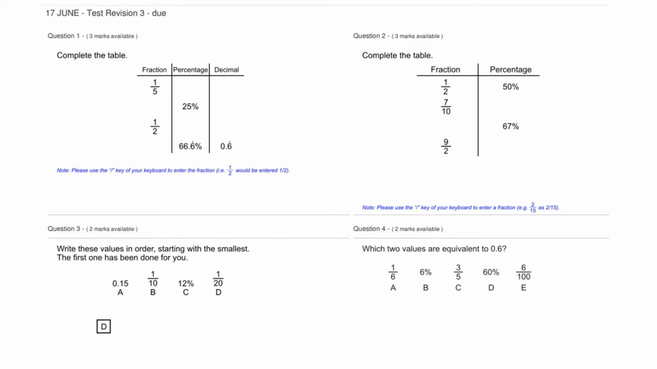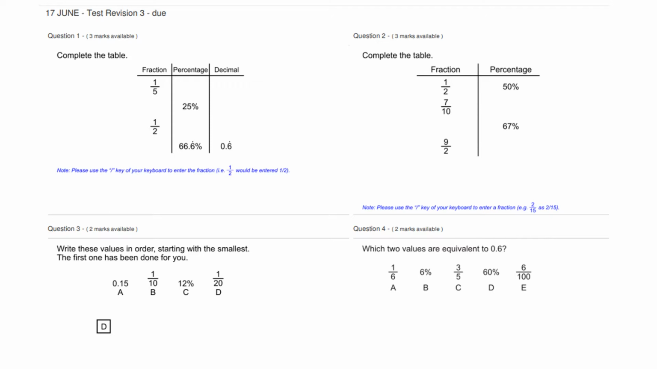For today's revision, we're going to be focusing on fractions, decimals and percentages. So question 1 is some fractions, percentages and decimals that we should really know the conversions for already. So you just have to fill in the missing spaces.